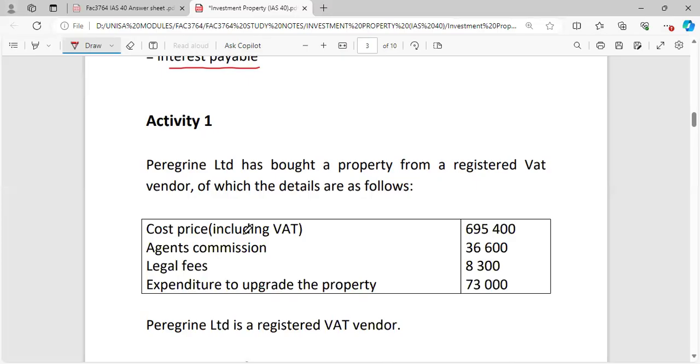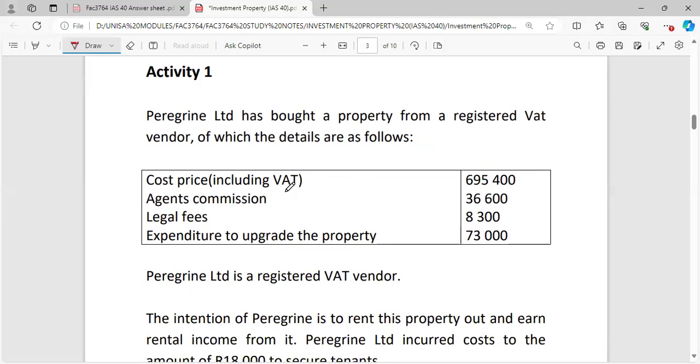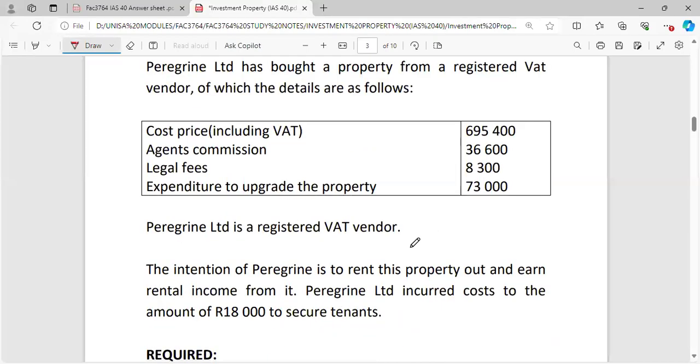Okay, they say they have got a property from a registered VAT vendor, of which the details are as follows. The cost price including VAT is 695,400. Then we have the agent's commission, legal fees, and expenditure to upgrade the property. Then they say Pregin Limited is a registered VAT vendor.